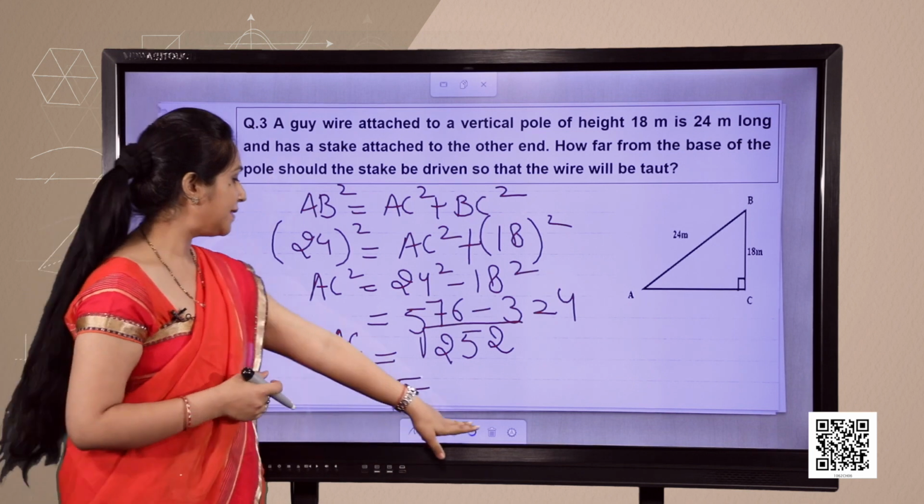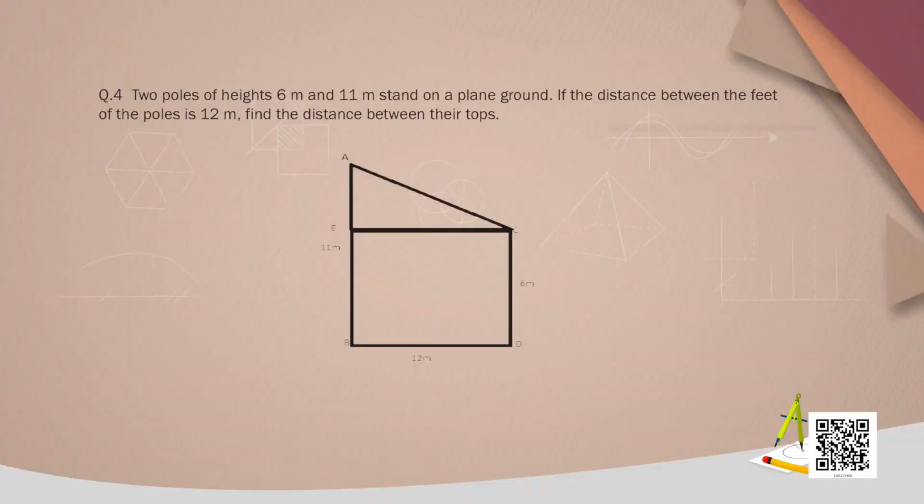Now the next question is: two poles of height 6 meter and 11 meter stand on plain ground, and the distance between the feet of the poles is 12 meter. Find the distance between their tops.